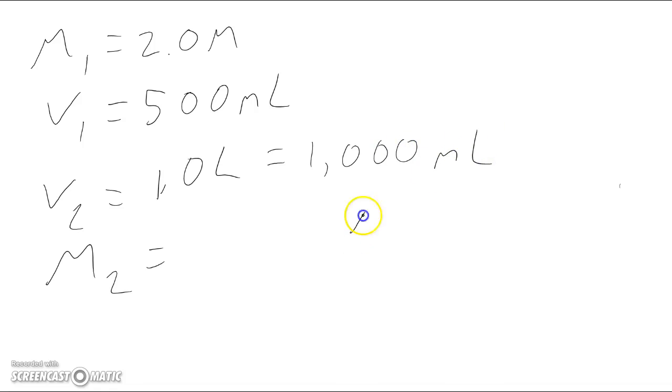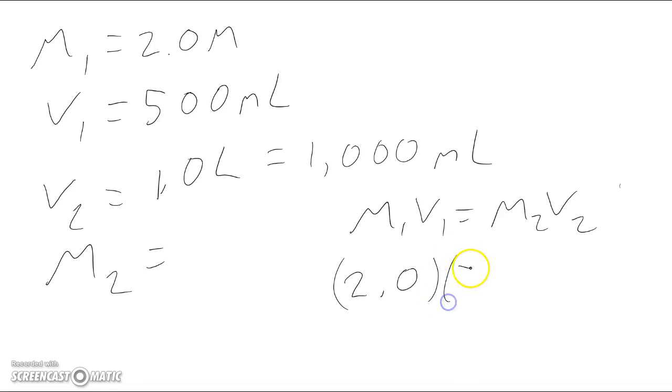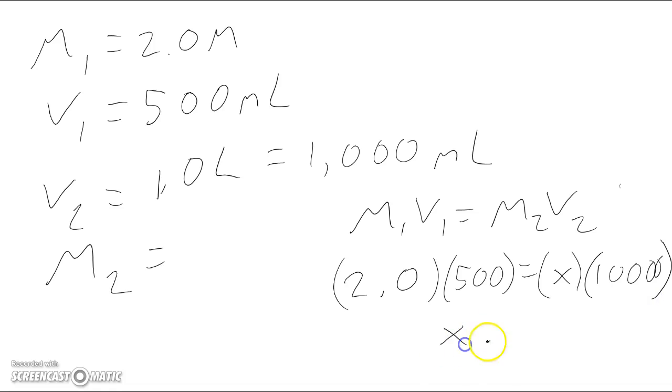Great! Now we'll just use our dilution equation. It does not have a cool name like Boyle's law or Charles' law as far as I know. So we'll do 2.0 times 500 equals x, our unknown, times 1,000. Doing a little bit of math here, x tells us that it's going to be 1.0 molar.